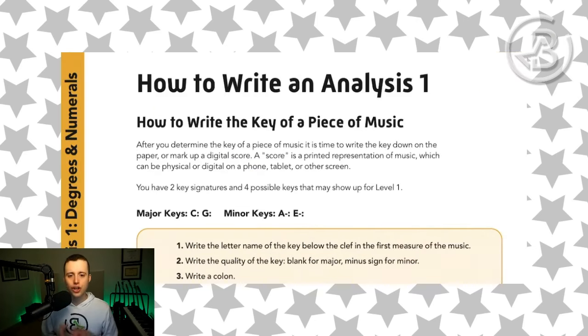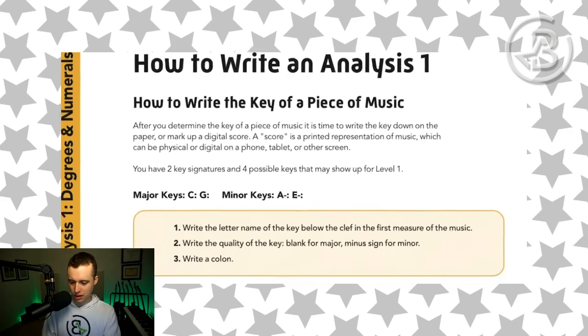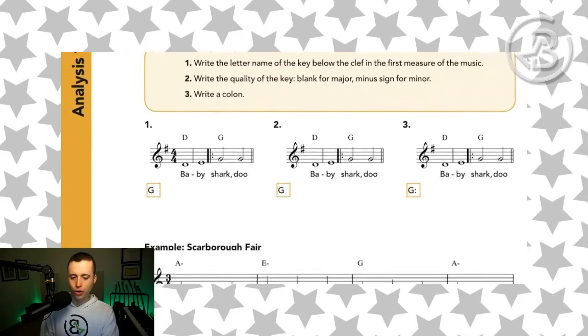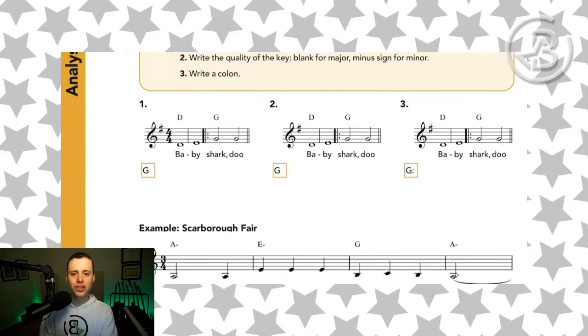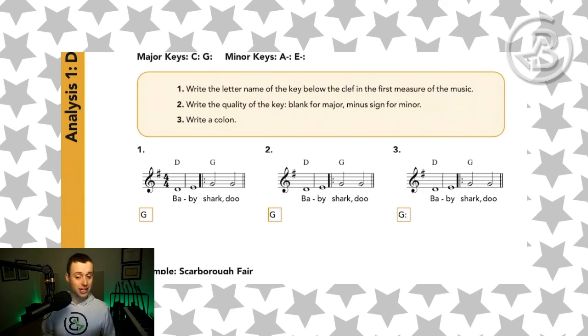In this lesson, you are going to understand how to write and analyze and show the key of a piece of music. After you've gone through your three steps and figured out what key the piece of music is in, you're going to write a little symbol below the staff to show the key of the piece. Step number one, you write the letter name of the key below the clef in the first measure of the music.